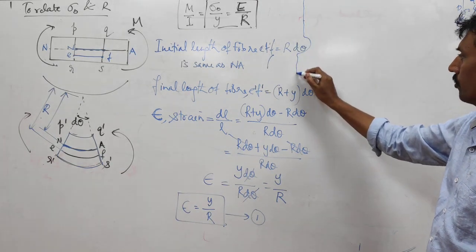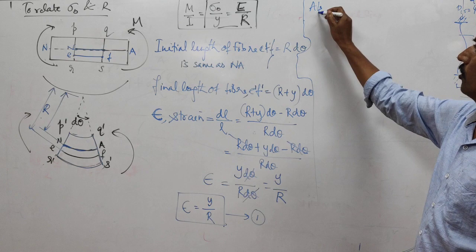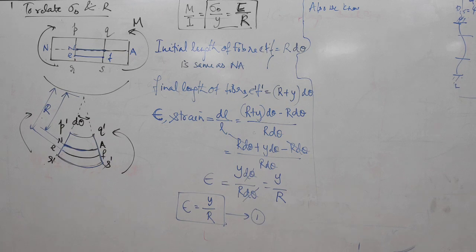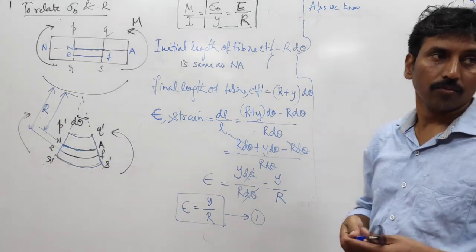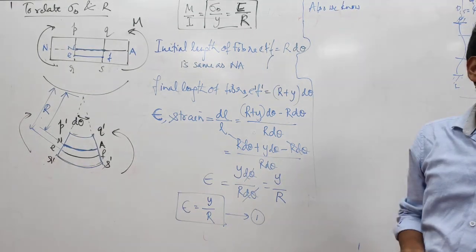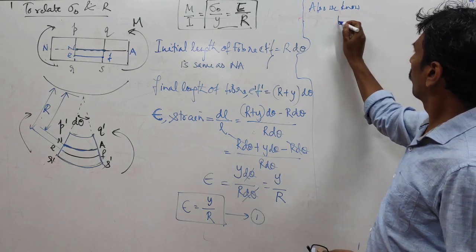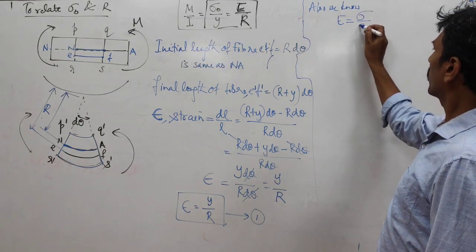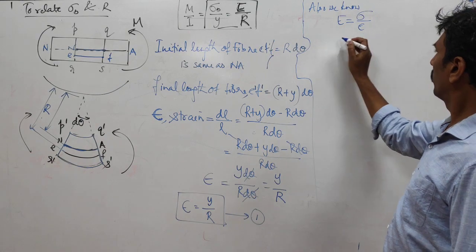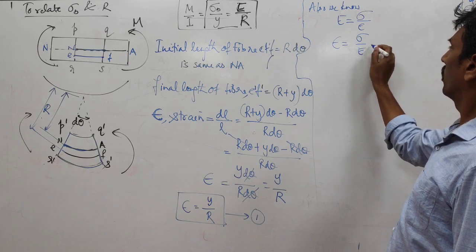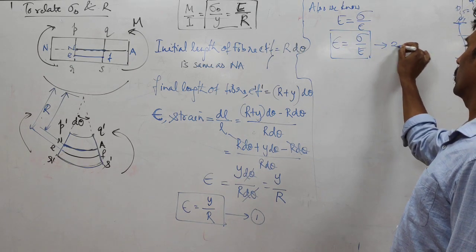Also we know that the formula for Young's modulus is stress by strain. Okay, stress by strain. So here strain is stress by Young's modulus. You call this equation 2.